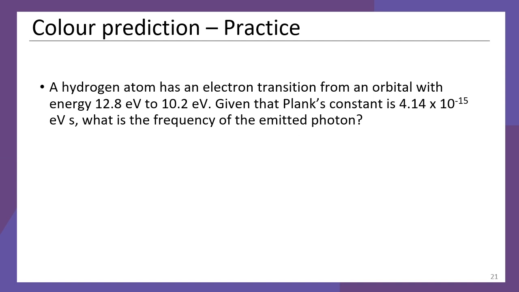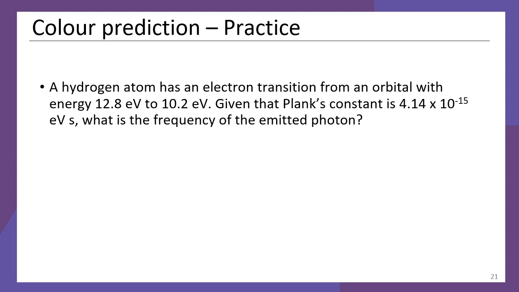So a question on that might look something like this, and then if it was something with a visible colour, it might present you with a colour wheel. So here we're told a hydrogen atom has an electron transition from an orbital with energy 12.8 electron volts to 10.2 electron volts. We're just going to take our 12.8 minus 10.2, and that tells us that the energy difference is 2.6.